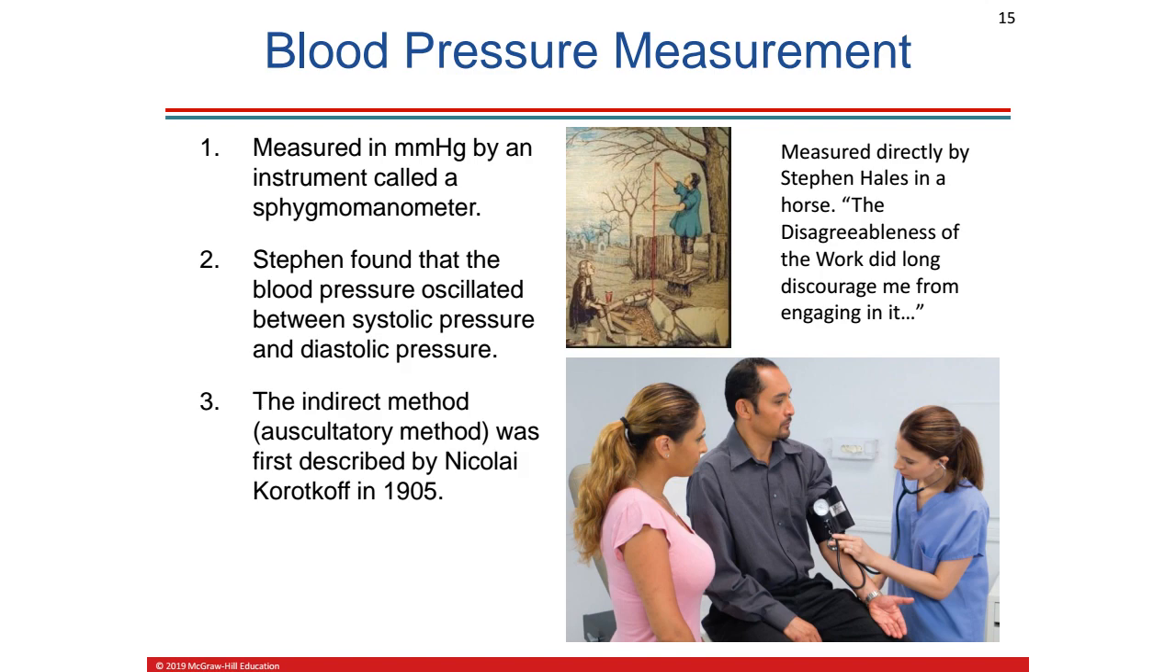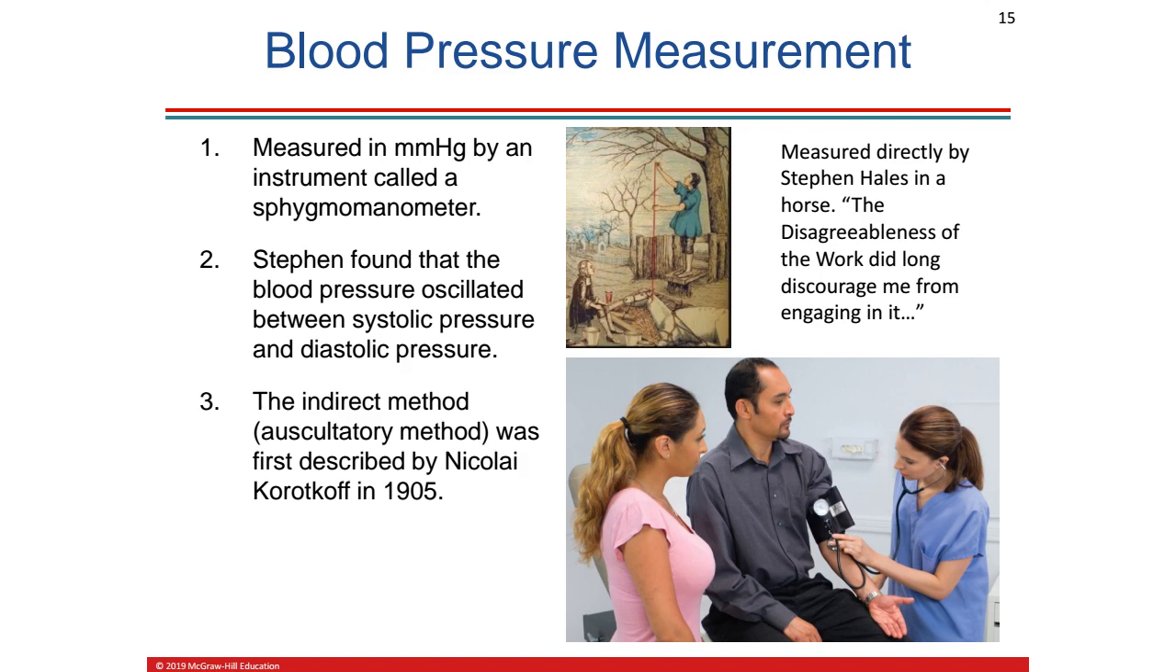And he actually put off doing this. He had done similar measurements in other things like plants and so forth, and he knew that this was a measurement that needed to be done. But he actually put it off for a long time because he said the disagreeableness of the work did long discourage me from engaging in it. But he did eventually do it, and he was credited as the first person to measure in a modern scientific way systolic and diastolic pressure.